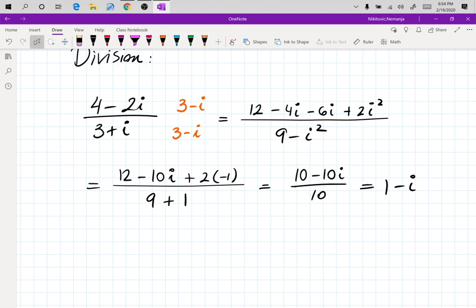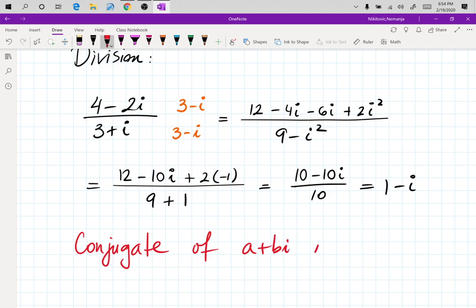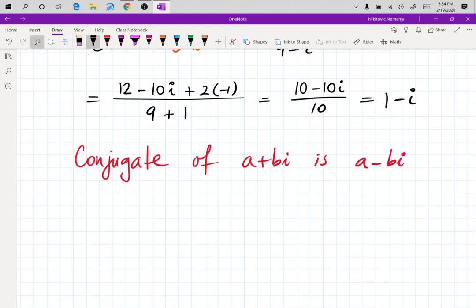The way we do division is we take the denominator and we come up with something that is called the conjugate. Conjugate of a plus bi is a minus bi. Now, if you start with a minus bi, then it will be a plus bi. So your job is to change the sign. Whatever the sign is, change it. So we have to do another division problem.